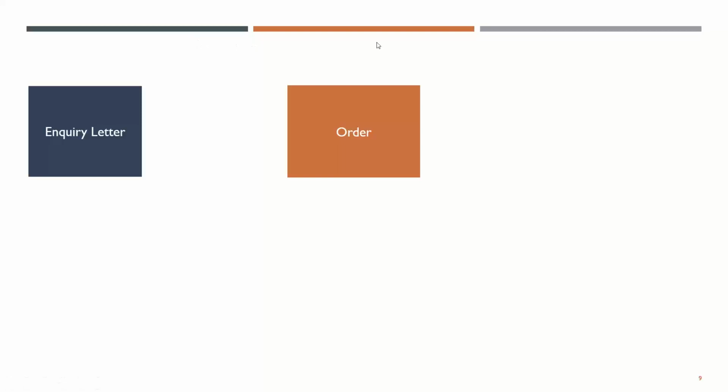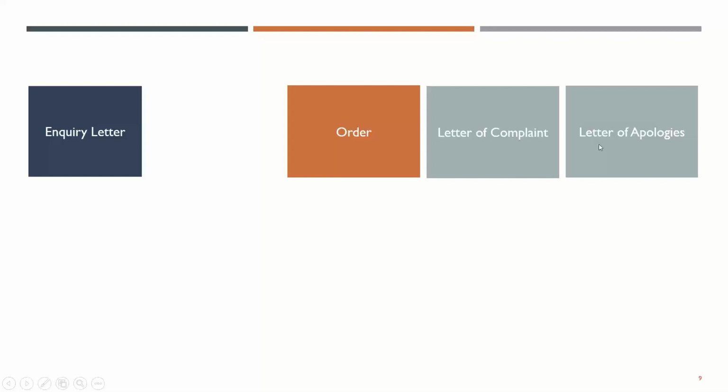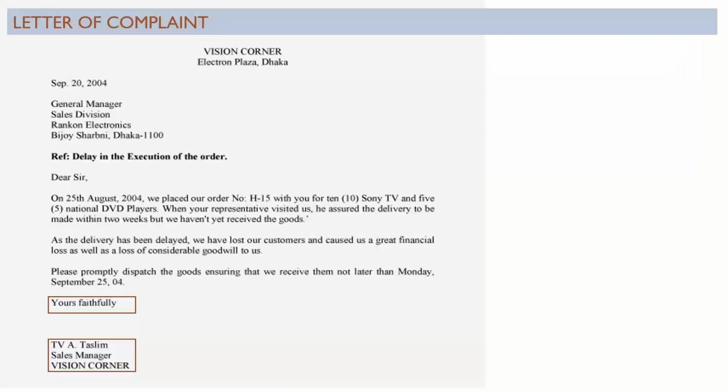Well, these are the type of letters which usually are used in business. There might be many other types, but I selected these types: inquiry letter, letter of complaint, letter of apologies, and letter of complaint. This is one of the examples of letter of complaint. This is a letter of complaint which is taken from an email, and this is something which has been sent from a general manager to another person.